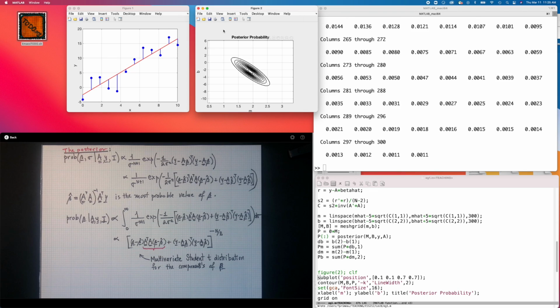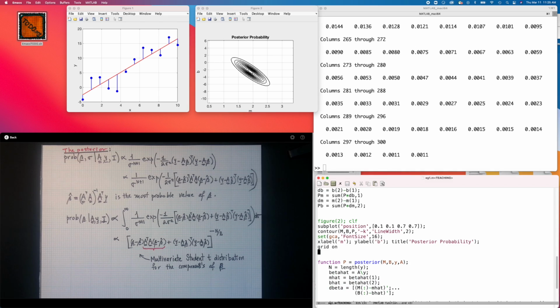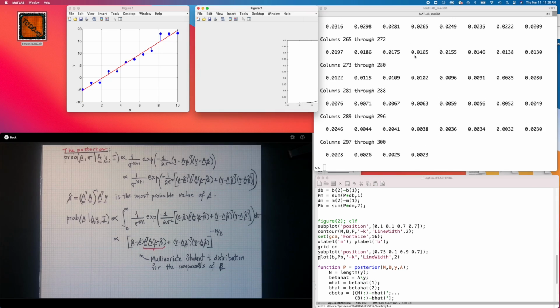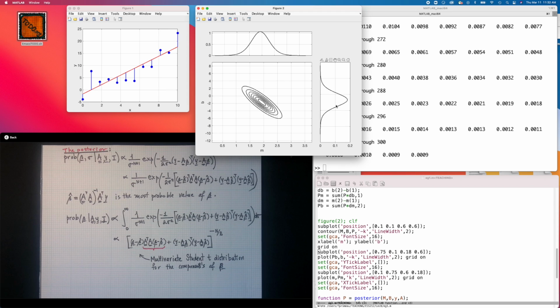Okay, and then I'll remove the title and I'll put the marginal posteriors plotted along the top and along the side edge. And so we can use this distribution to make inferences about b. And that averages over all the uncertainty in m. So this probability distribution reflects the uncertainty of b and takes into account the fact that we don't really know the correct value of the slope.